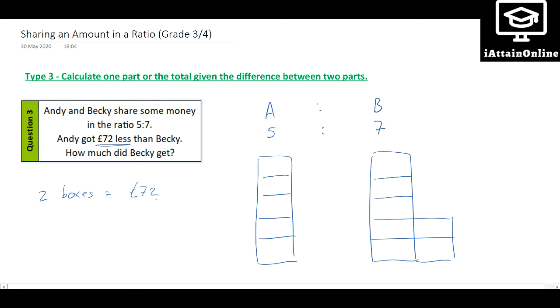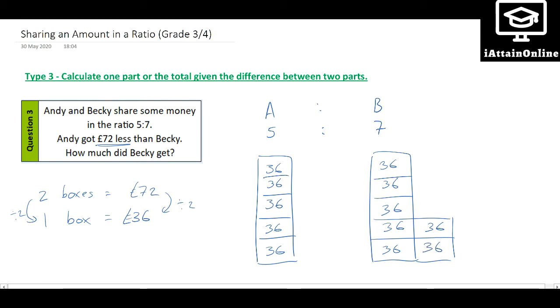So it's always a good idea to try and find out how much one box is going to be worth to start with. So because we've divided this bit by 2, we're going to divide this bit by 2 as well. And that tells me that every single box, I'm just going to write 36 rather than the pound sign, every single box is worth £36. So I can fill those in.